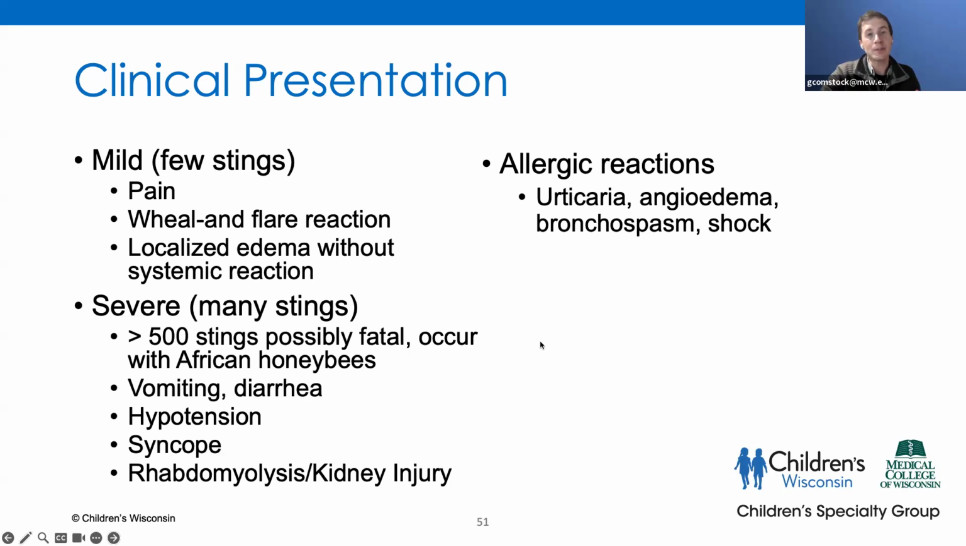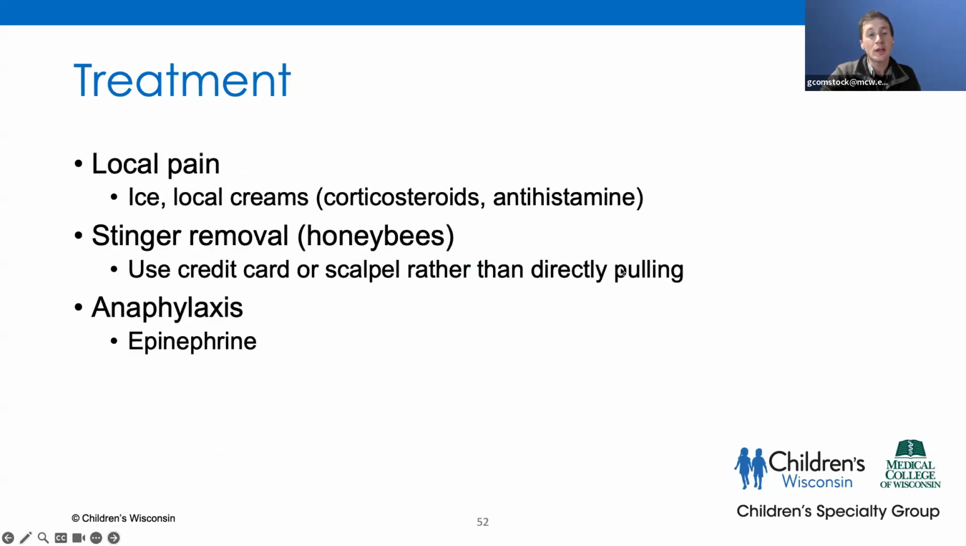Of course, from an epidemiologic standpoint, from a public health standpoint, what is way more relevant to bee stings is less the venom, or the envenomation, and more the allergic reaction. And I suspect the majority of us know what a bee or hornet allergic reaction looks like. It's that urticaria, angioedema, bronchospasm, and shock for those who go untreated with epinephrine. So for the treatment, it's for the local pain, things like ice and local antihistamines and corticosteroids.